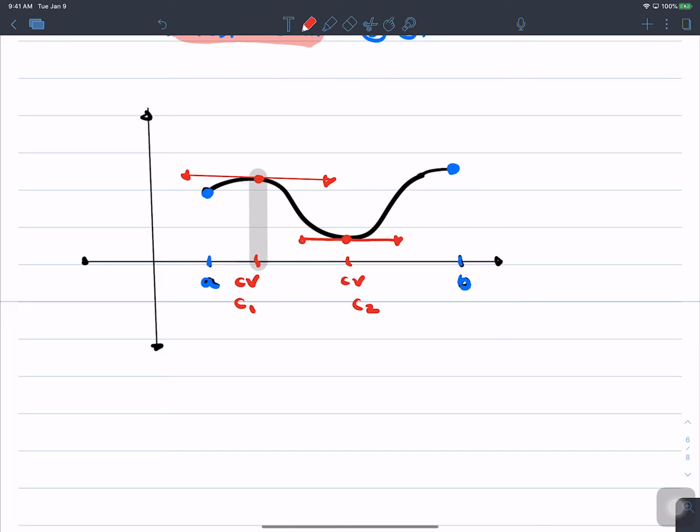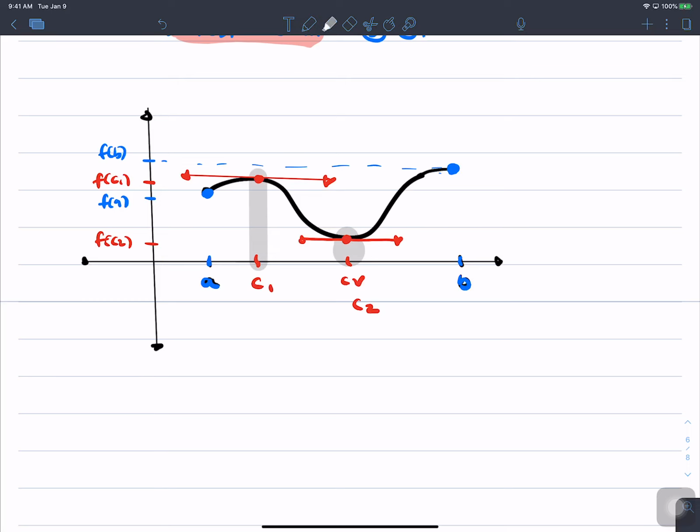Here's my C1. There's my critical value. And then I have another critical value. There's C2. So if I check these altitudes, I can say, here's f of C1 and here's f of C2. The value at the endpoints, this is f of A, and then up here would be f of B. Because we're looking at these altitudes, f of these values.